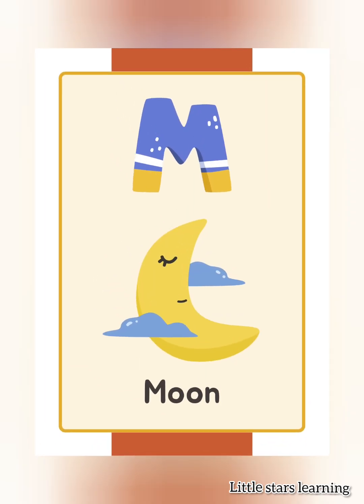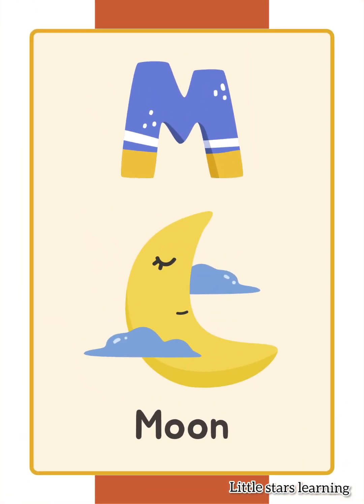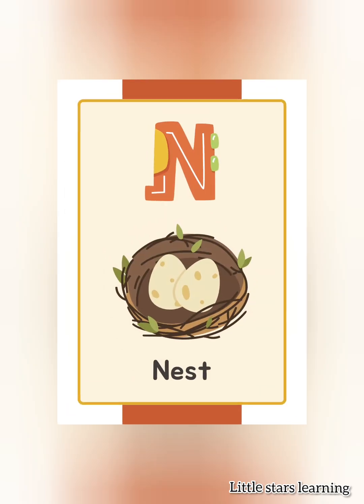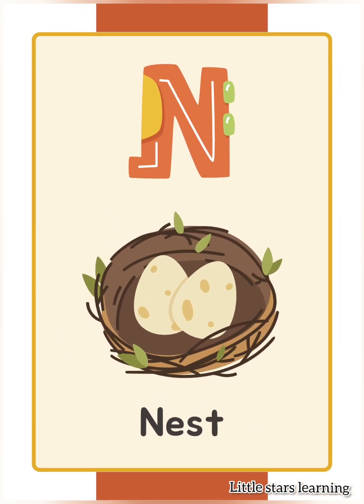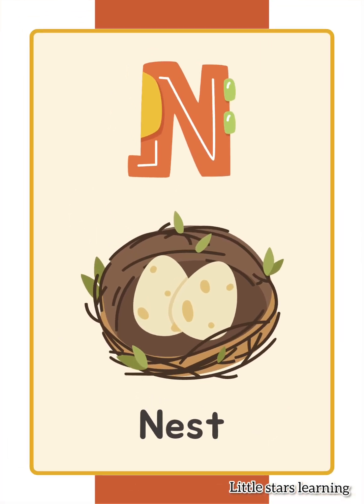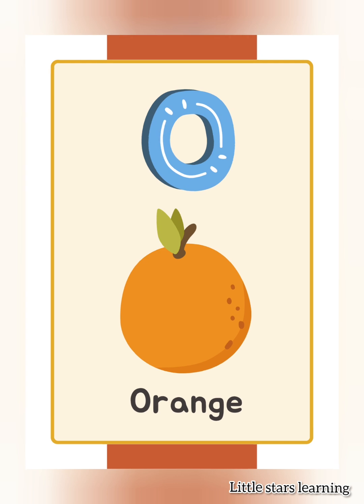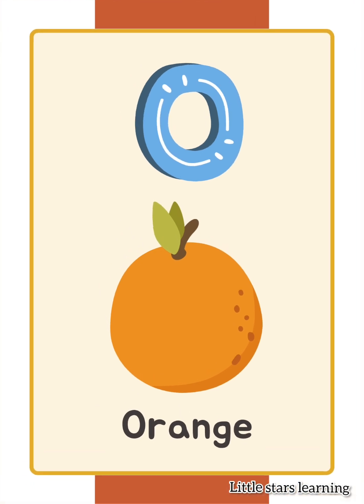M is for moon, moon, moon. M is for moon. N is for nest, nest, nest. N is for nest. O is for orange, orange, orange. O is for orange.